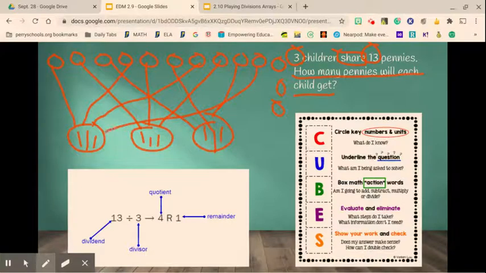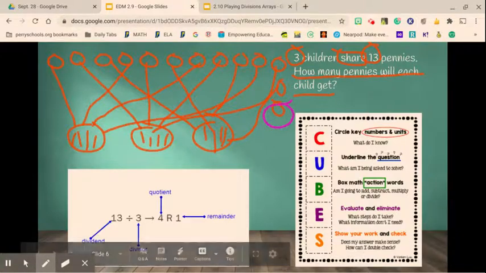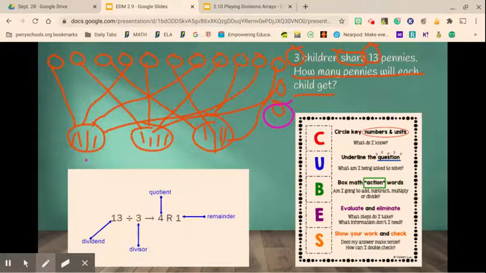My lines are getting kind of messed up. 10, 11, 12. So when I get done with this, I still have this 1 penny right here left over. But I can't give it to this person because then they wouldn't be equal. So what I'm left with is they each have 4. Each person gets 4, and there's 1 left over.